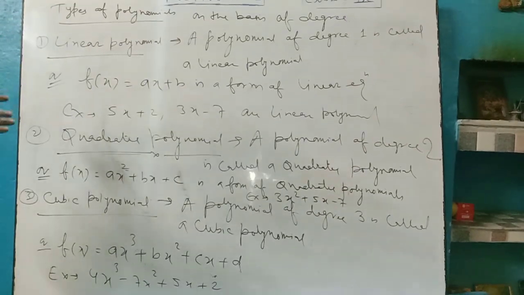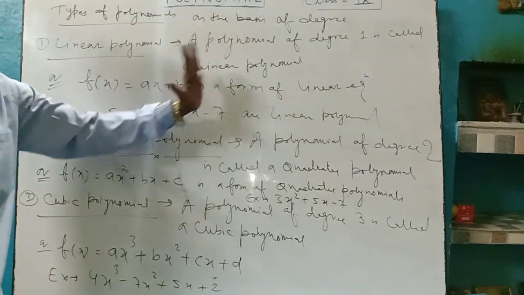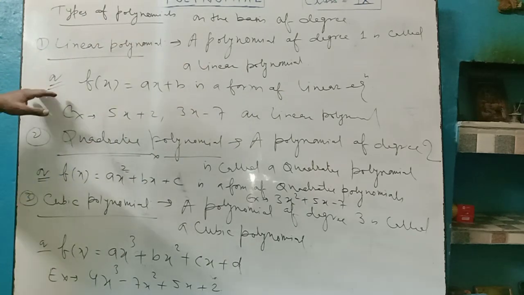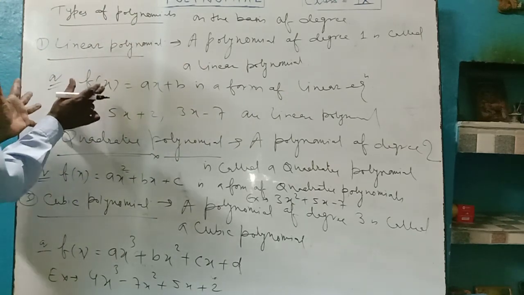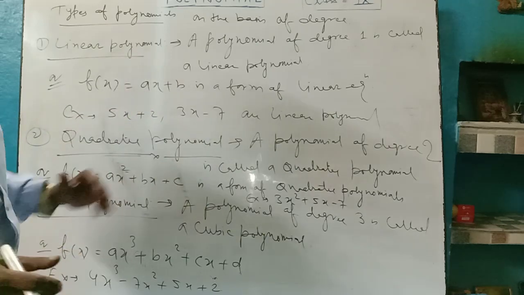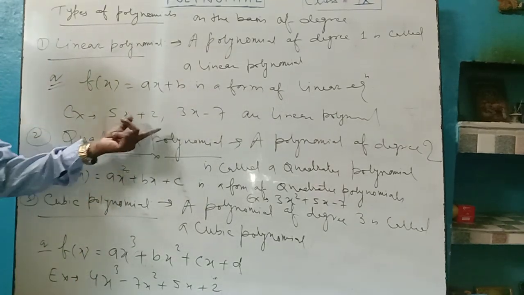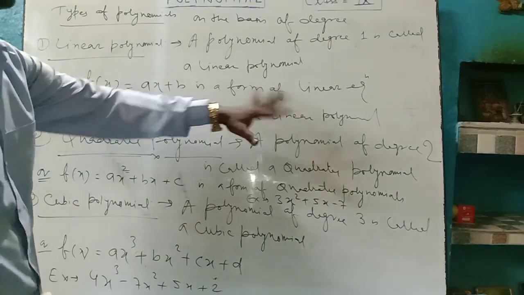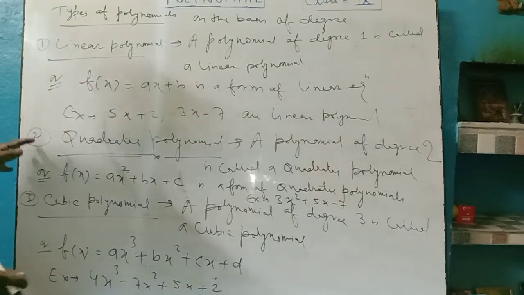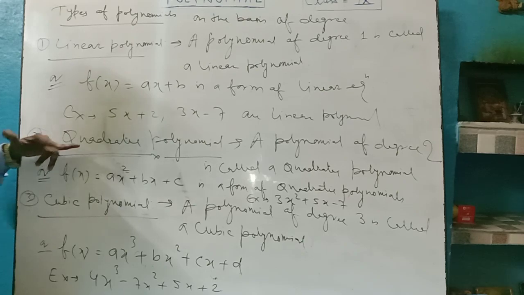First is linear polynomial. A polynomial of degree 1 is called a linear polynomial. In another word, its form is f(x) = ax + b, a form of linear equation. As an example, 5x + 2, 3x − 7 are linear polynomials. Now the second one is quadratic polynomial.